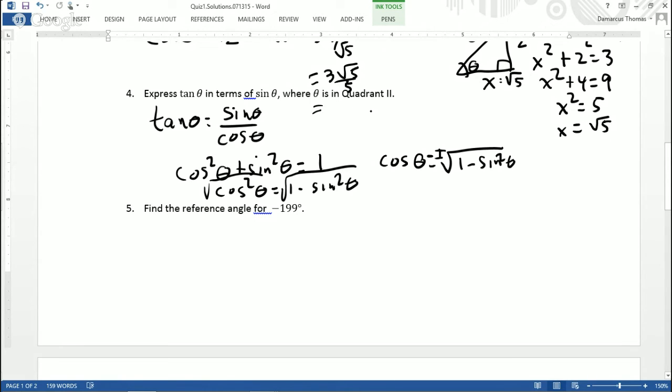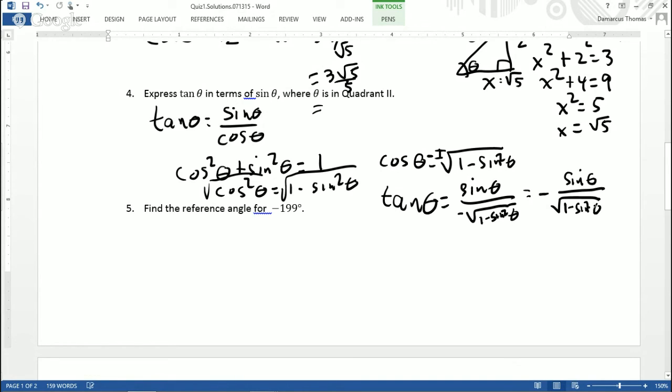Now, since theta is in quadrant 2, tangent must be negative, and so what we get is sine theta over the negative root of 1 minus sine squared theta. And that's our final answer there. So again, I can pull my negative out front and have negative sine theta over the square root of 1 minus sine squared theta. That is the final answer.